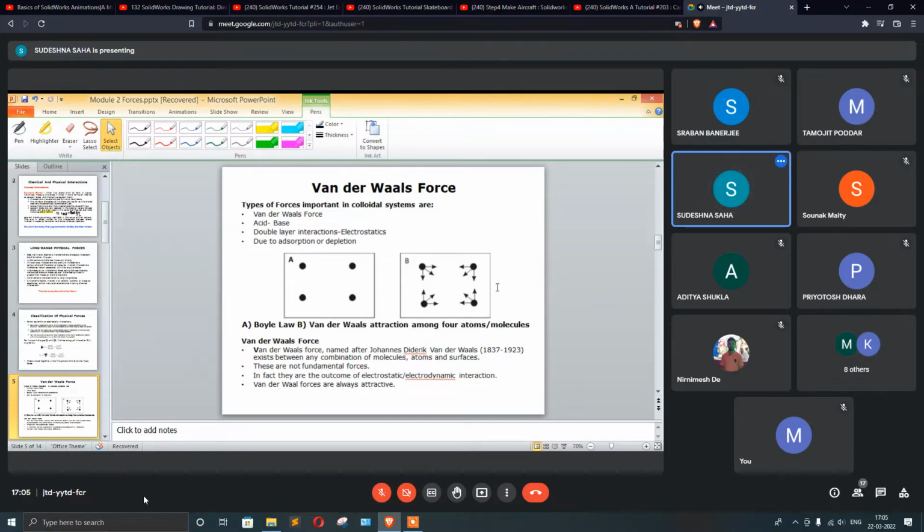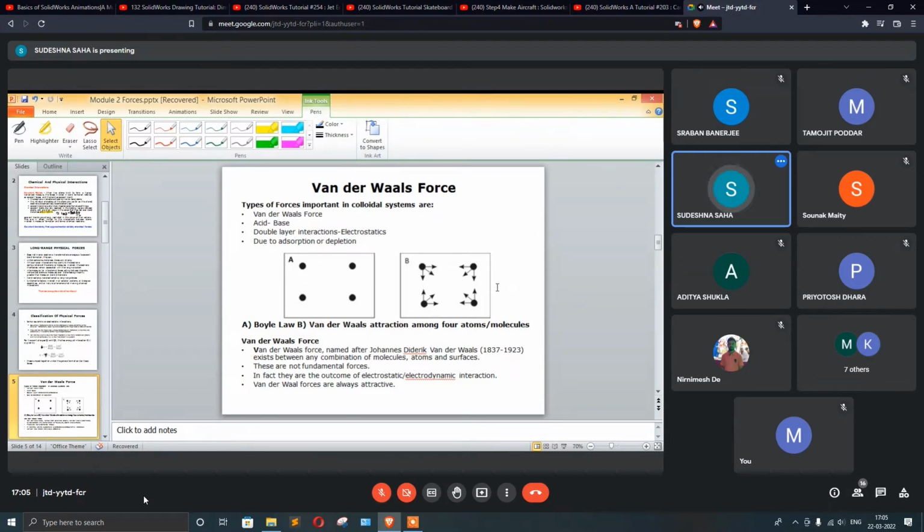And the forces generated due to adsorption or depletion phenomena. Okay, so first we will be talking about the van der Waals forces, and then we will take up each one of them separately in later classes.